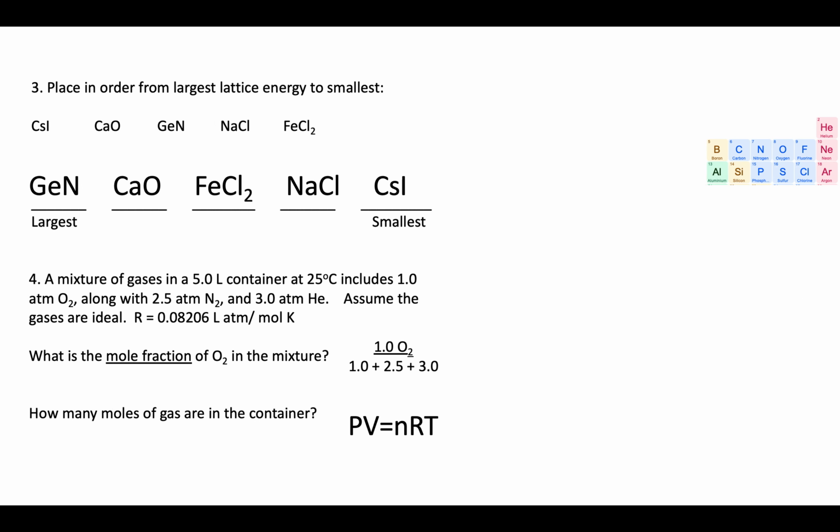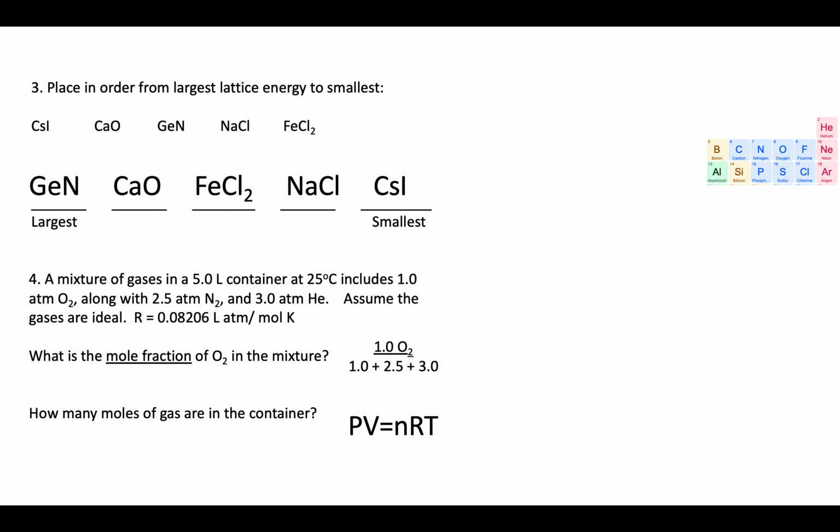For a ranking involving lattice energy, I'm first looking at charge, and then I'm looking at distance to break any ties that I have. Folks did really well on this one. The one tie that I see, both NaCl and CsI are both +1 and -1, and so the smaller cation and anion leads to a larger lattice energy.